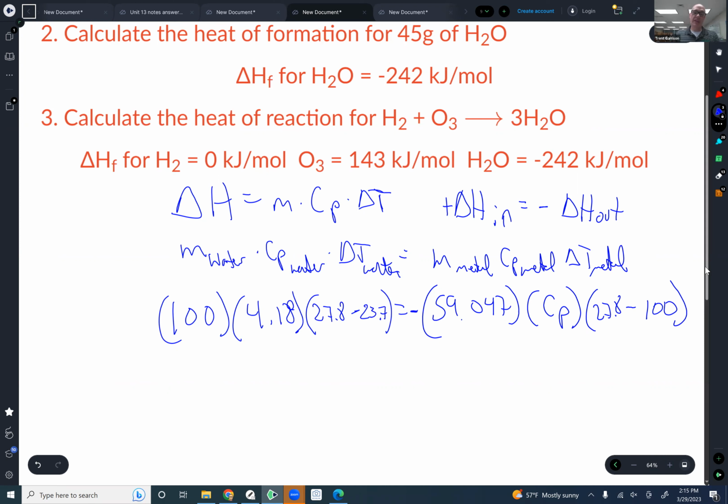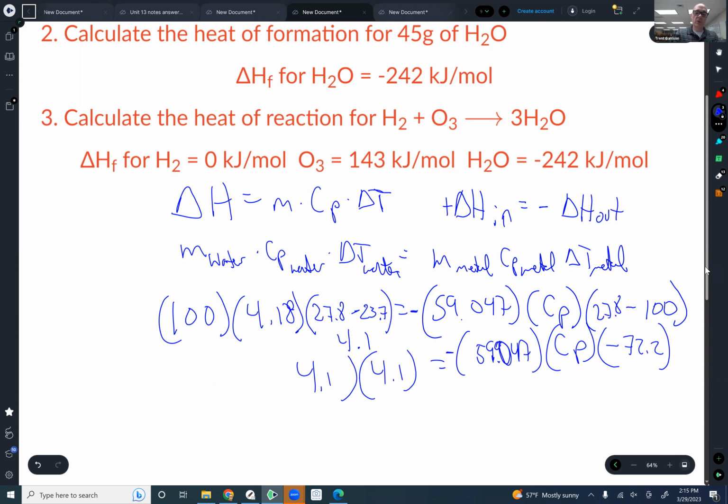Okay, so now we got some math to do. 27.8 minus 23.7 is 4.1. That's a positive value, but 27.8 minus 100 is going to be a negative 72.2. Cp, we don't know. 59.047, we do know. Negative value here. 4.1, 4.18, and 100 over here.